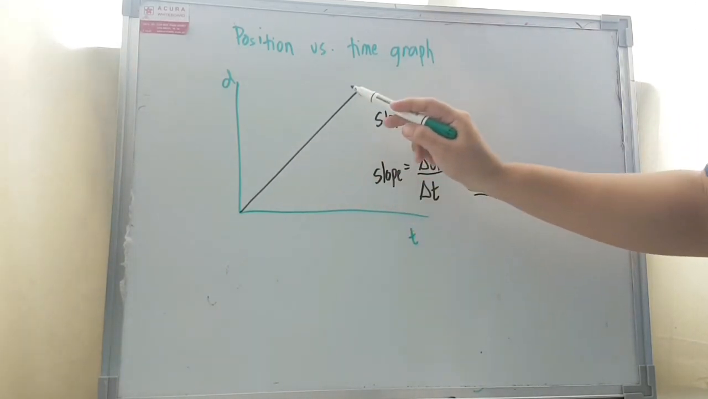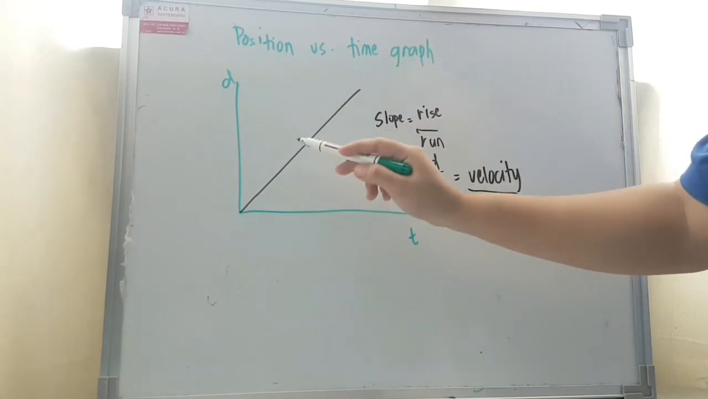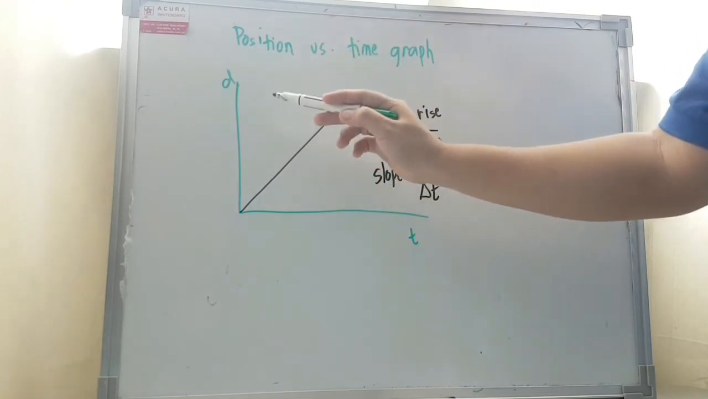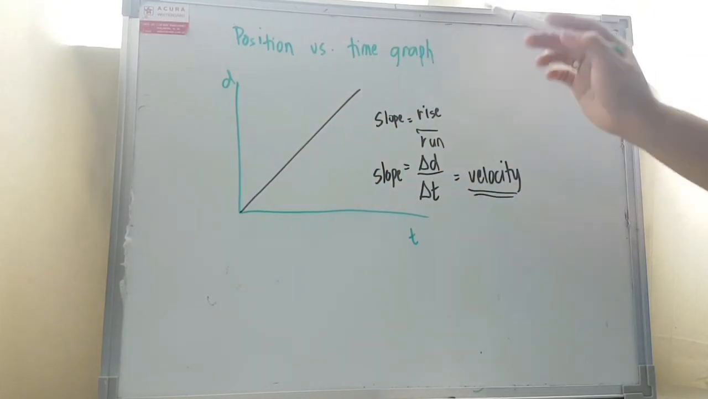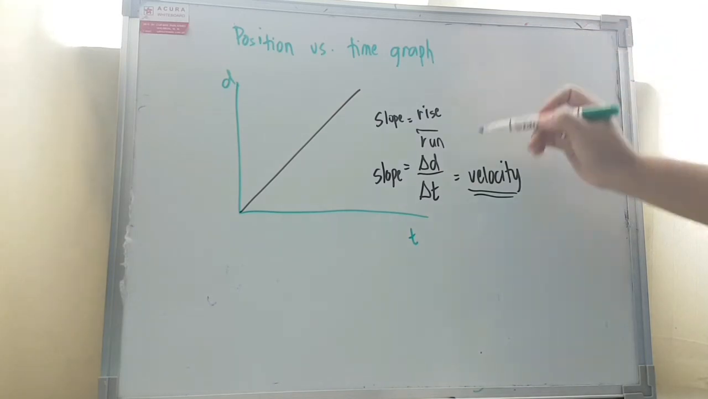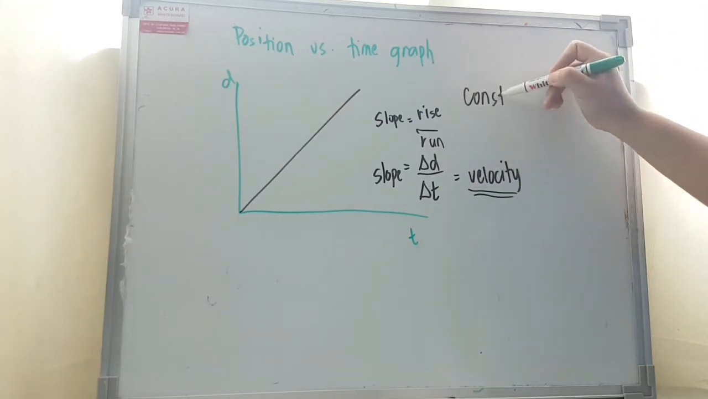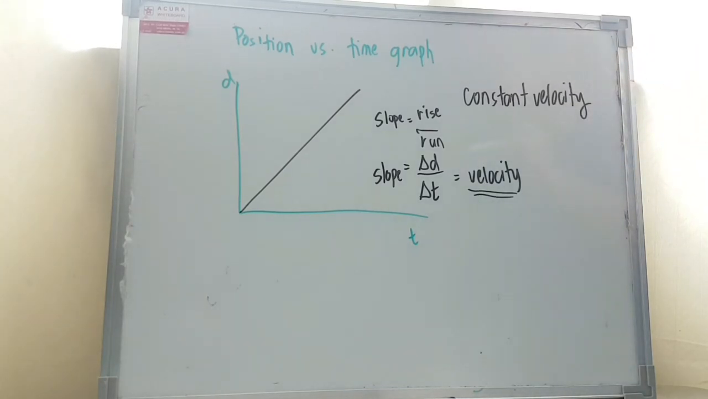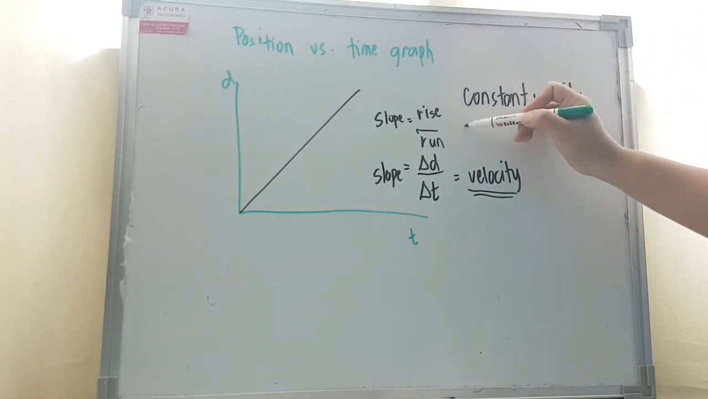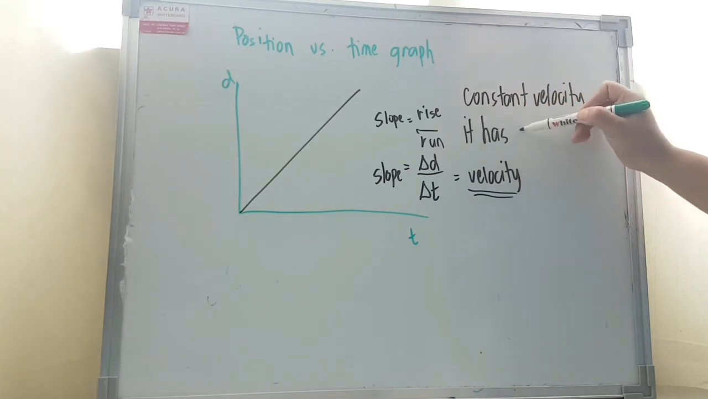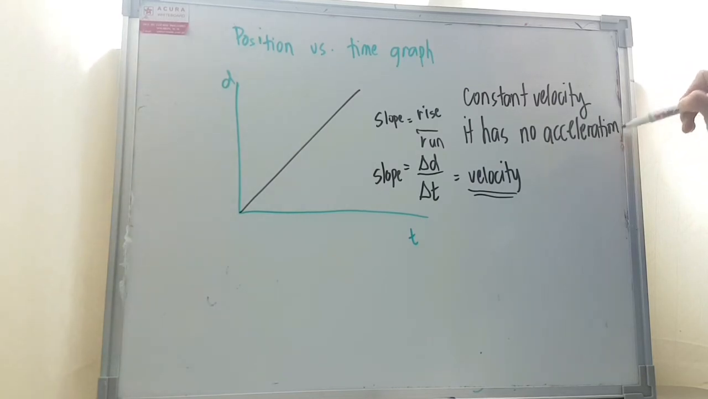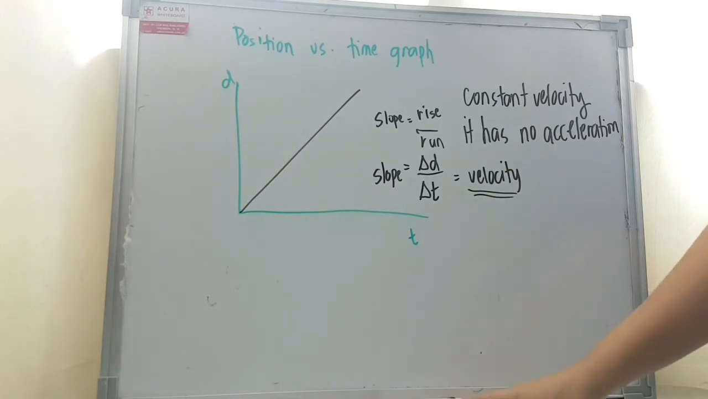As you can see here, the slope is not changing. At different points, they have the same slope. That means the object may be changing its distance at a particular time. However, its velocity is constant. So this one is a constant velocity. Is it accelerating or not? So it has no acceleration. Okay, so that is the first graph for position versus time.